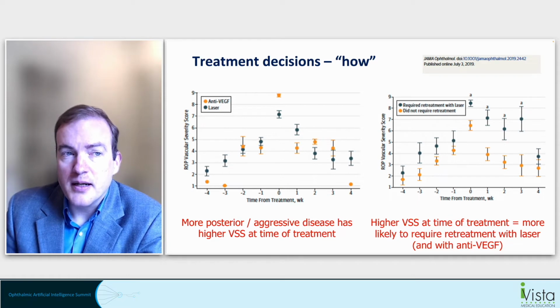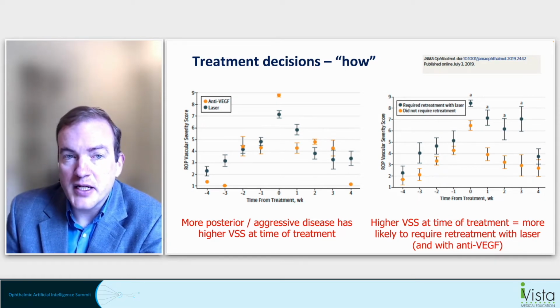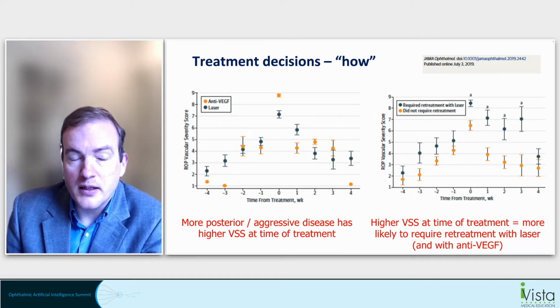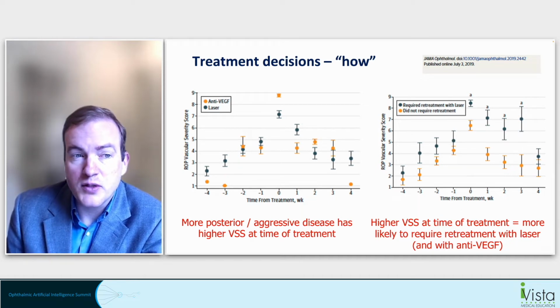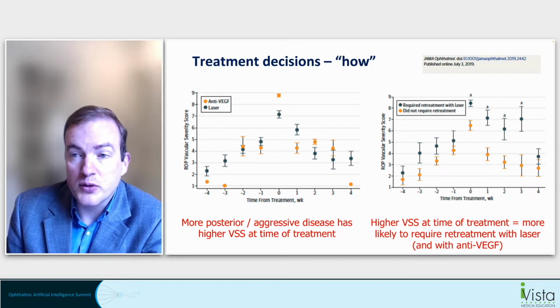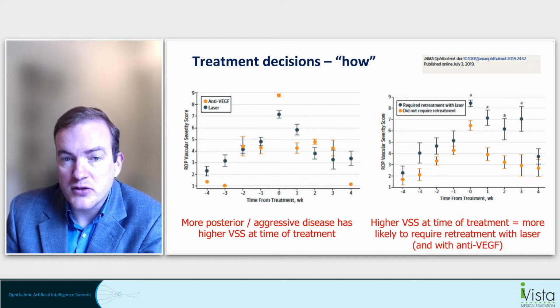Even more importantly, AI-assessed vascular severity may have implications for how to treat. We know that there's been a change over the past 10 years for more severe disease, more posterior disease, to be treated with anti-VEGF as opposed to laser. A few years ago, we showed in retrospective, non-randomized data that babies in the IROP consortium who were treated with anti-VEGF had higher vascular severity at baseline. They also had more rapid progression of disease before treatment and more rapid regression of disease after treatment.